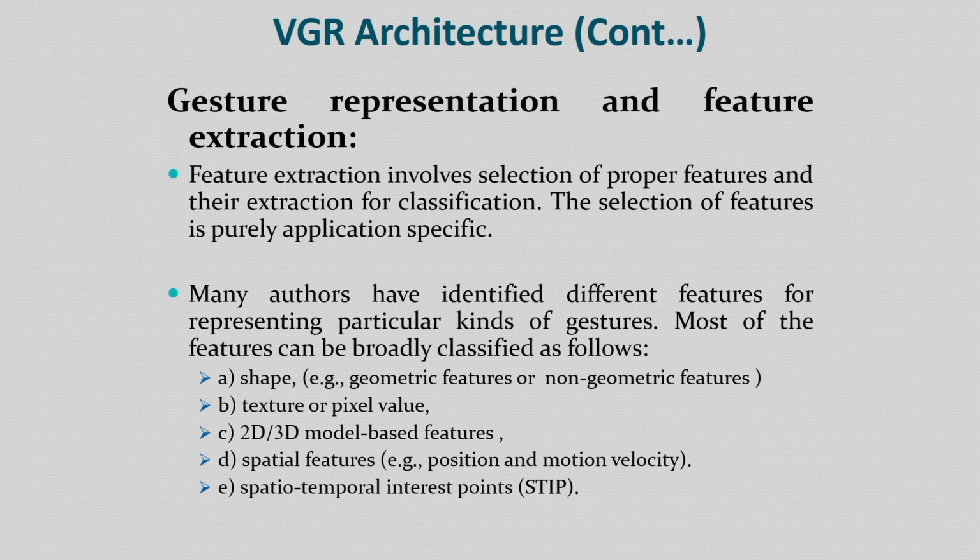And after this, for gesture representation and feature extraction, we have to extract the features, and the features should be invariant to affine transformation. The features may be something like this. The shape information we can consider. Geometric features or non-geometric features we can consider. Texture or the pixel value we can consider. 2D or 3D model based features we can consider. Spatial features like position and motion velocity we can consider.